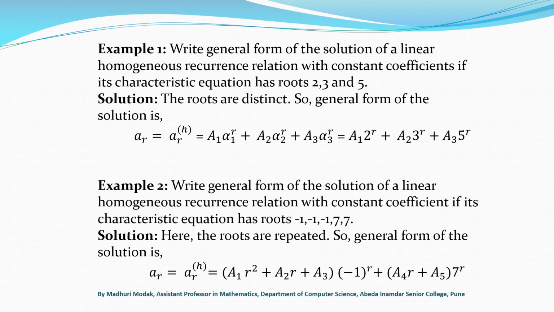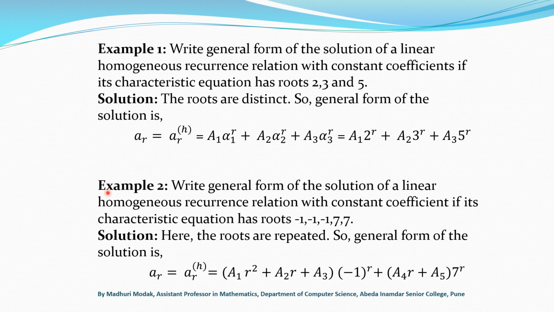So depending on the nature of the roots, we have to write the solution. Now first example: write the general form of the solution of a linear homogeneous recurrence relation with constant coefficients if its characteristic equation has roots 2, 3, 5. Here see the nature of the roots. The roots are 2, 3, 5, all distinct, and as there are 3 roots, we need 3 constants, say a1, a2, a3. Hence the solution is a_r = a1 alpha 1^r + a2 alpha 2^r + a3 alpha 3^r, where alpha 1, alpha 2, alpha 3 are the roots 2, 3, 5. So it is a1 2^r + a2 3^r + a3 5^r.